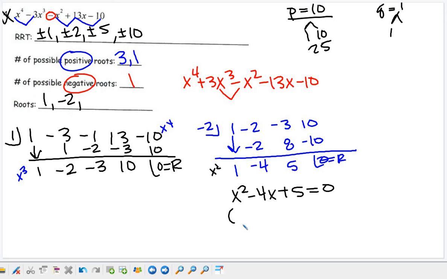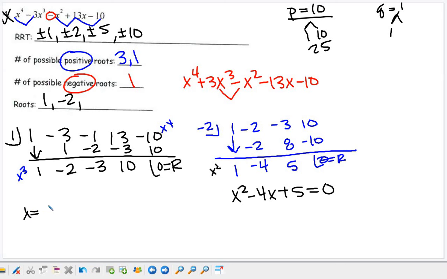And this does not factor, because for this to be positive, it would have to be a negative 5 and a negative 1, which is not going to give me the negative 4. So that means quadratic formula.